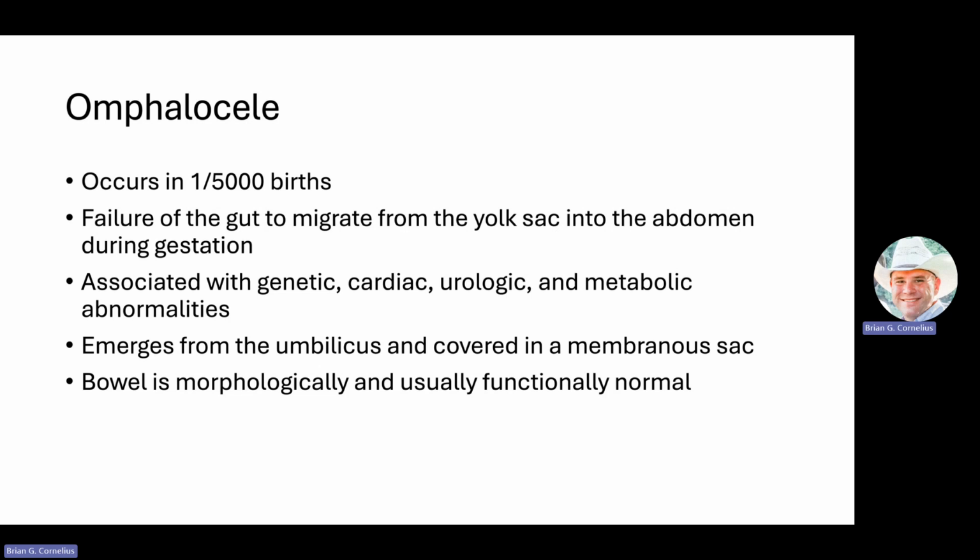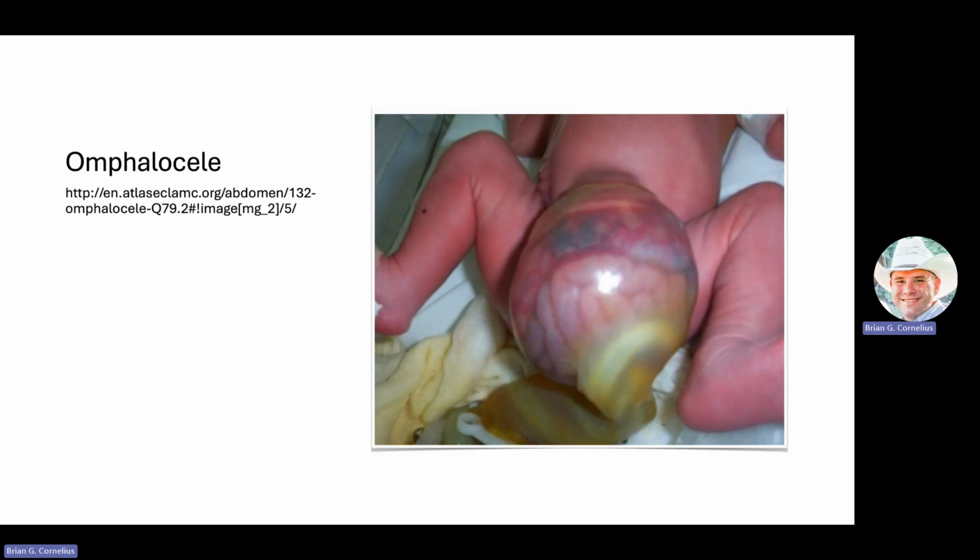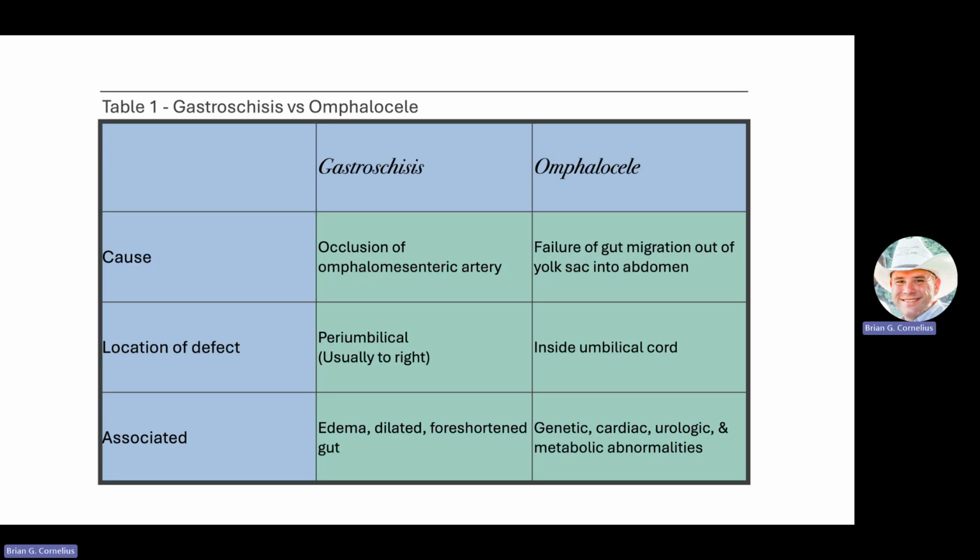The bowel is usually normal. It's just not normally placed. But remember, you do have all those other associated abnormalities. And this is just an example of an omphalocele for you. Good chart to remember that shows you cause, location of the defect, as well as the associated abnormalities for those patients.